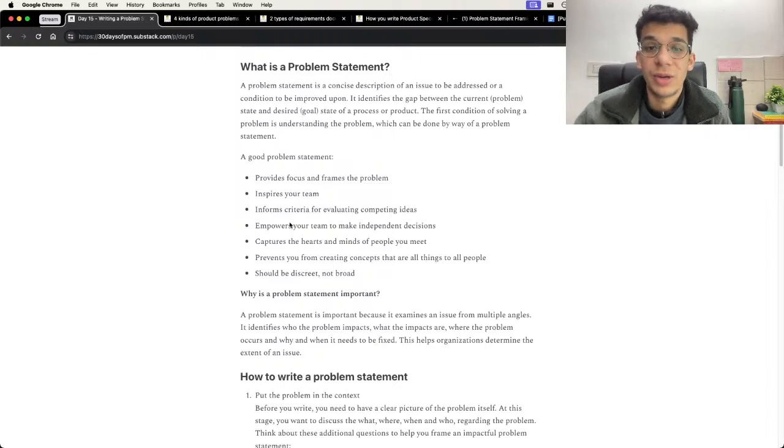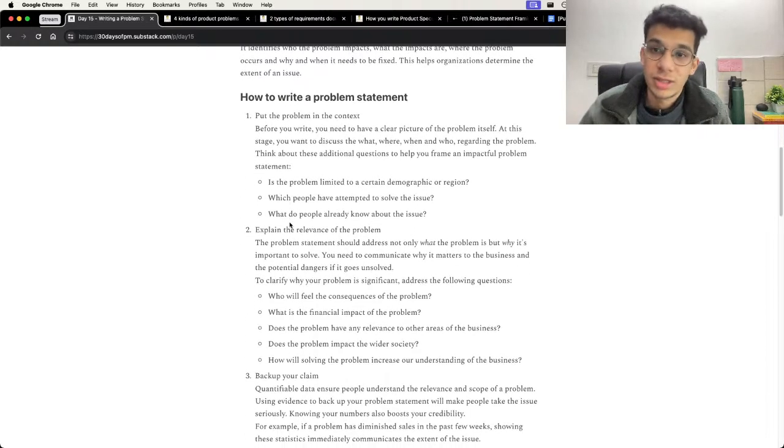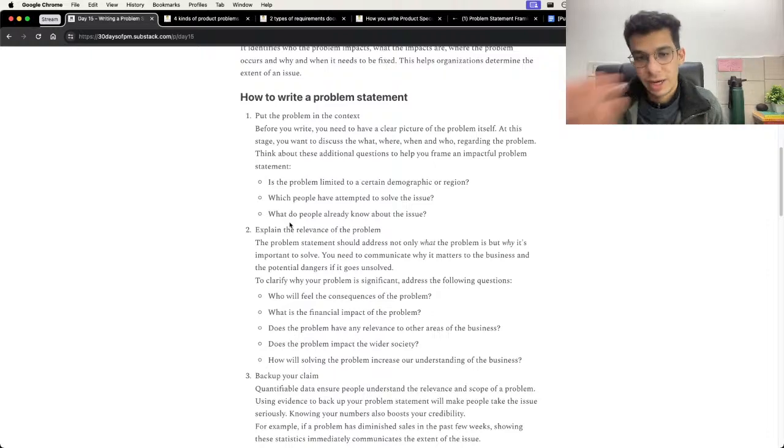And how to write a problem statement, like we discussed, use the golden circle rule here as well. Be as explicit as possible, and you can also have these steps as part of your problem statement and PRD when you're writing one for a specific feature. Put the problem in context, we discussed.